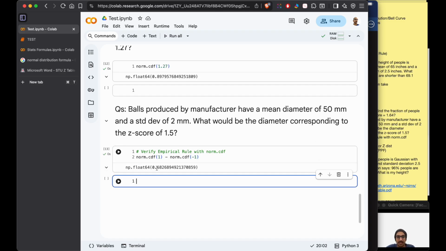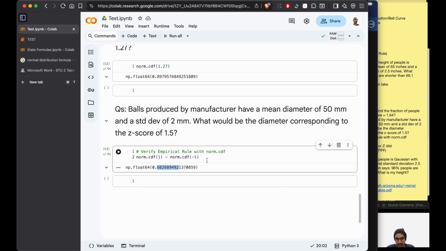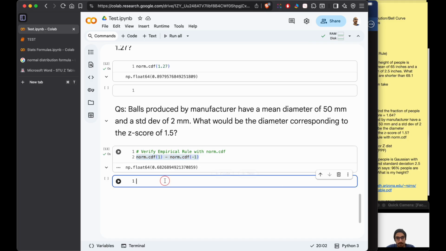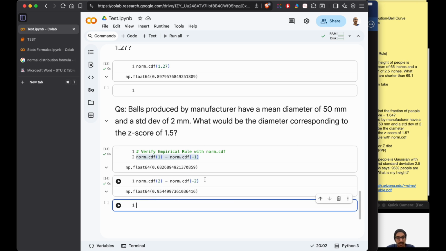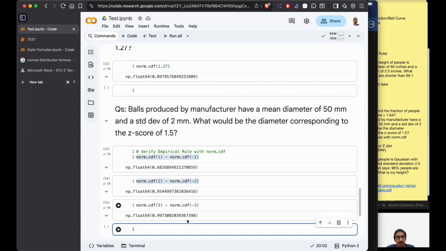You see that 68.2, that's 68%. Same with 2 standard deviations. There's our 95%, and same with 3 standard deviations. That will give us our 99.7%.